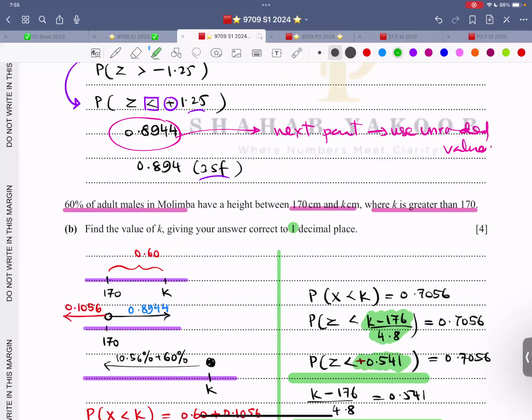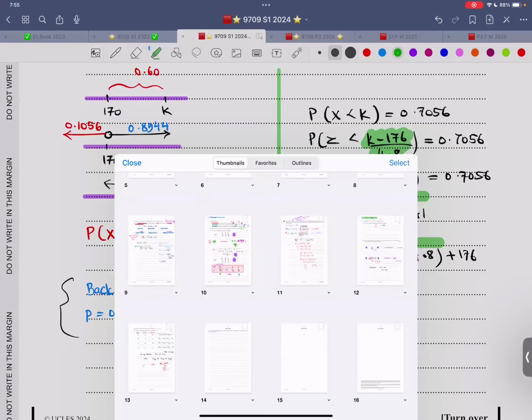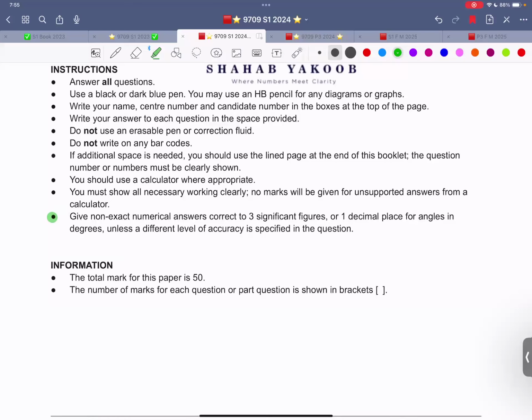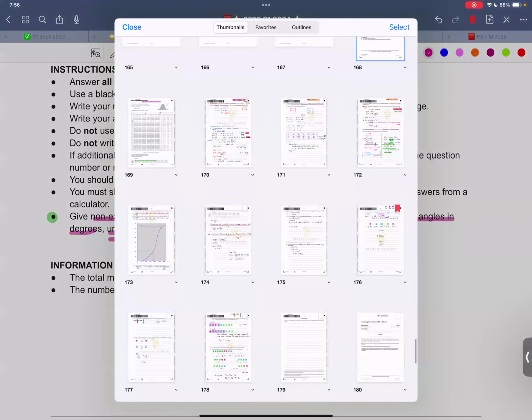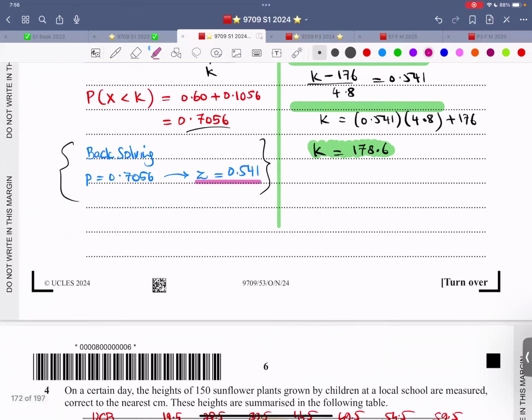And it says correct to 1 decimal place. Actually, it's 4 significant figures, but this time they were asking about 1 decimal place. Let me again take you to the top. This particular part, focus on this. It says that give non-exact numerical answers correct to 3 SF or 1 DP for angles and degrees. That is pure maths, unless a different level of accuracy is specified in the question. So since they have specified 1 decimal place, that is why you are giving the answer correct to 1 decimal place. So now 3 questions are done.